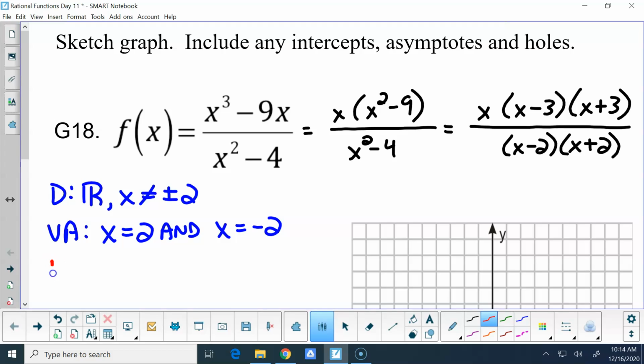Next, we have to find our horizontal asymptote. Degree on the top is 3. Degree on the bottom is 2. That's a big over a small case, correct? So that's none. But it differs by 1, right? So that's a none with a star, because we're going to have a slant asymptote.